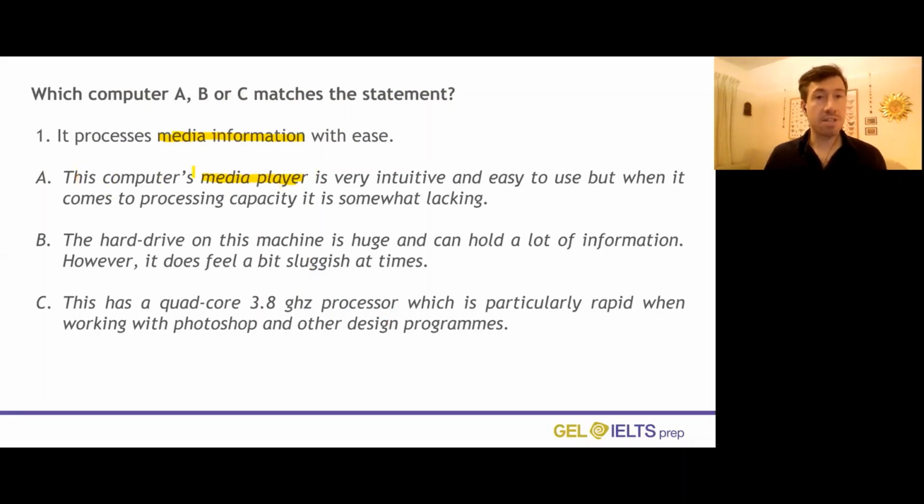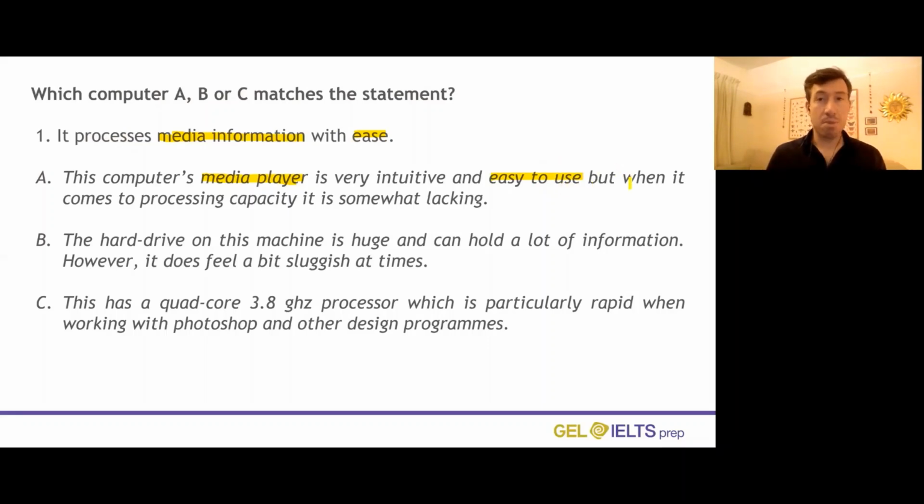If we keep looking, this computer's media player is very intuitive and easy to use. Here we had the word ease and easy. They're related, but with ease means it's quick, it does it simply, it does it easily. But easy to use is saying the person can use this computer easily. So it's not that the computer processes information easily, but that people can use the computer easily. So there are two different meanings in those sentences. Again, that's another example of a distractor.